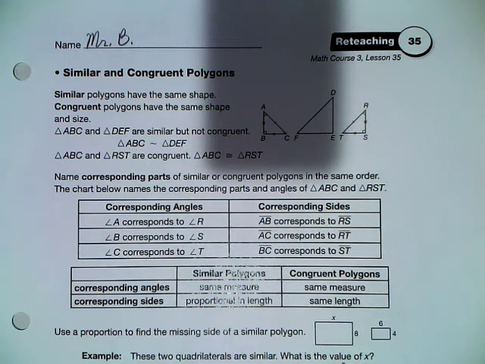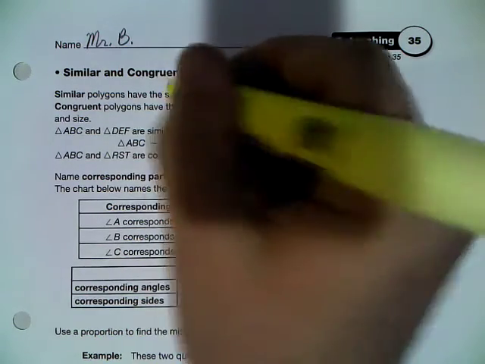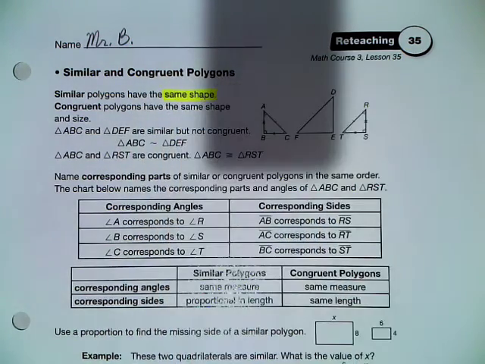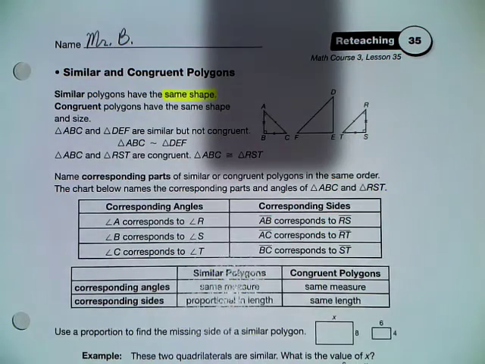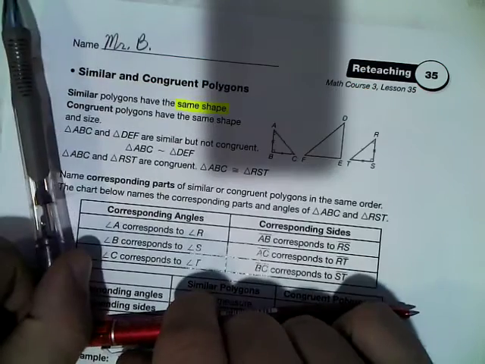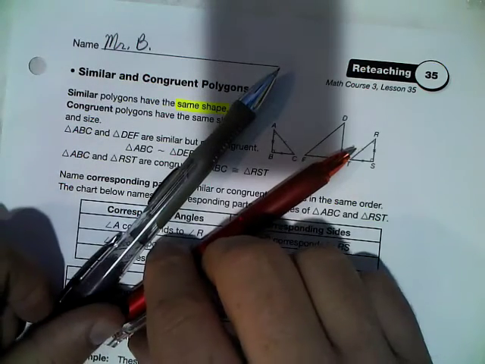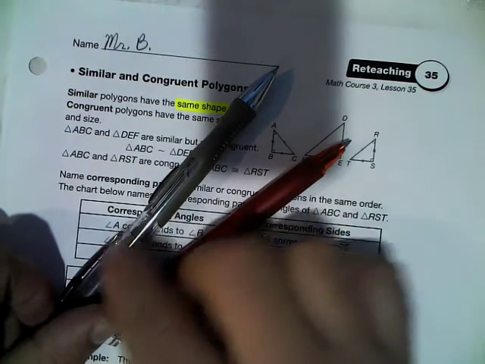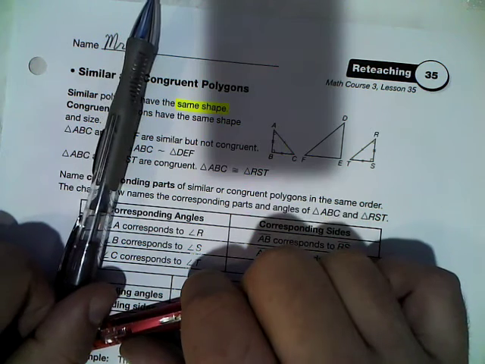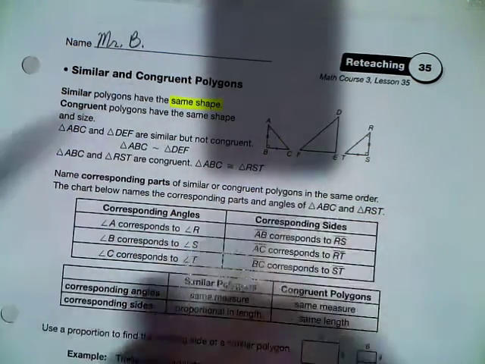So ladies and gentlemen, similar polygons have the same shape. I'd like you to please grab your yellow highlighter and highlight that. They have the same shape. And so if you think about a polygon, what creates the shape of that polygon is the angles. So depending on how widely open the angles are or how narrowly open they are, that's what's going to create the shape. So you get a particular triangle if you have one angle, you get a different triangle if you have a different angle. So the shape is controlled by the angles.